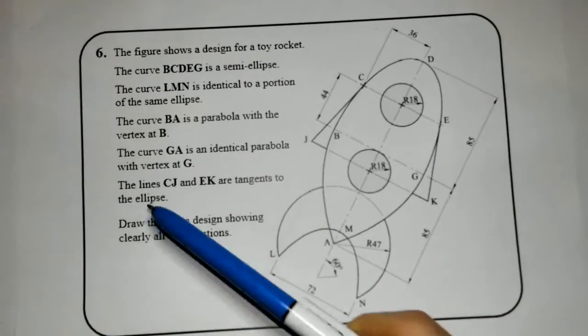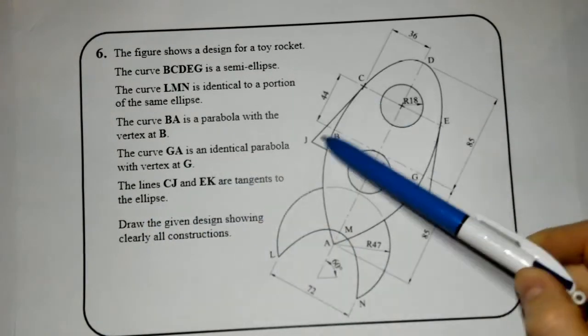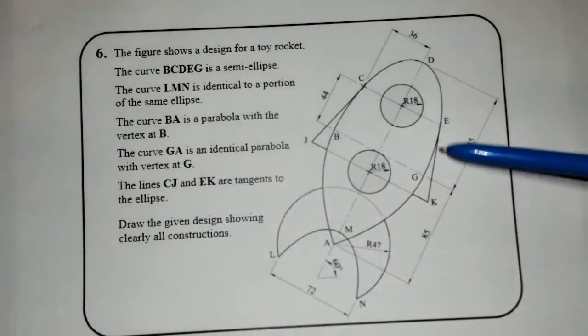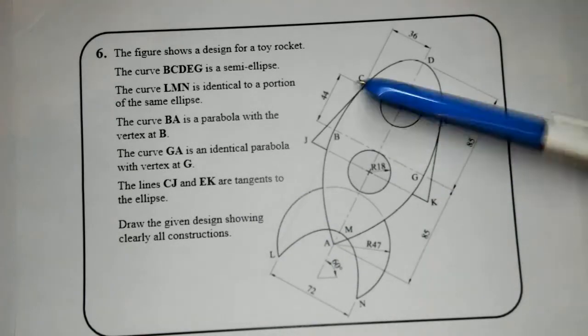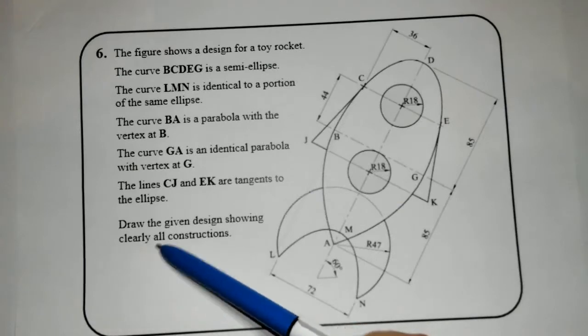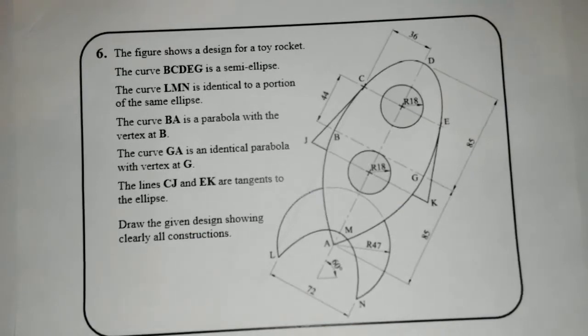The lines CJ and EK are tangents to the ellipse, from C and E respectively, so they're the points of contact. And what we have to do then is draw the given design showing clearly all constructions.